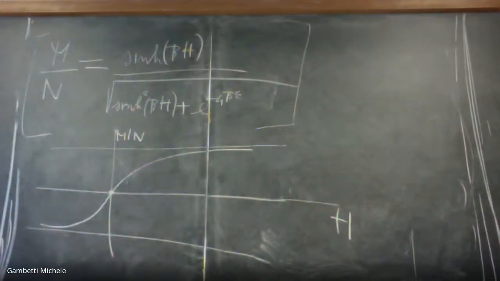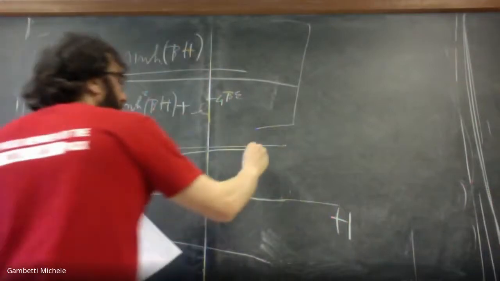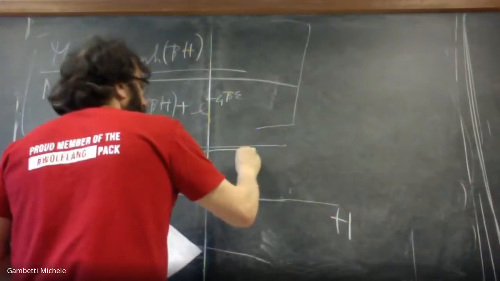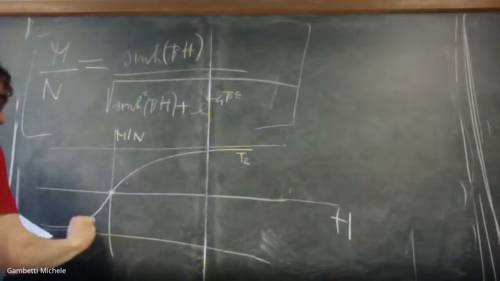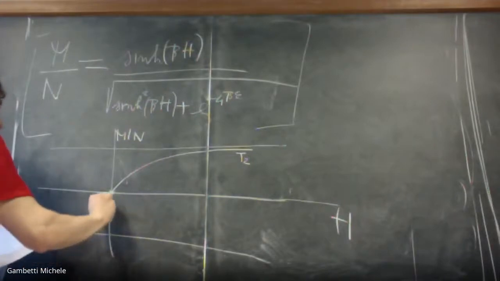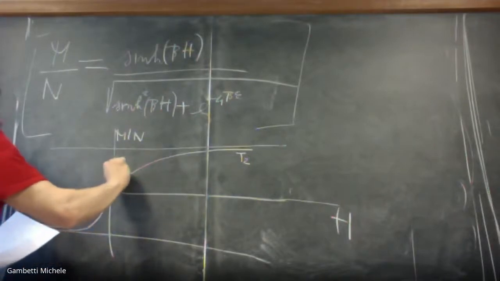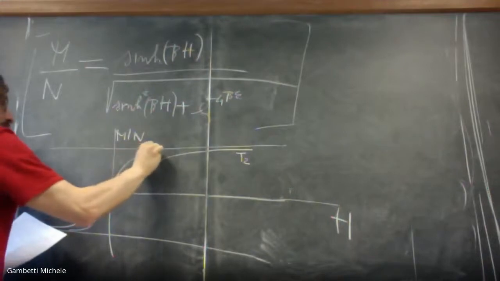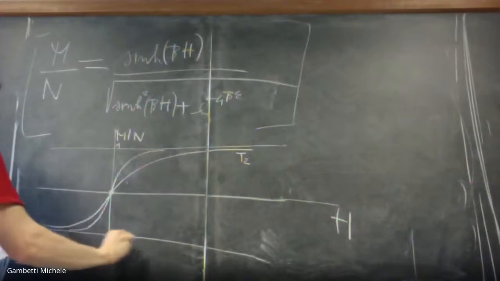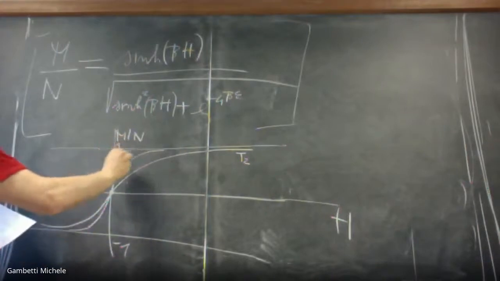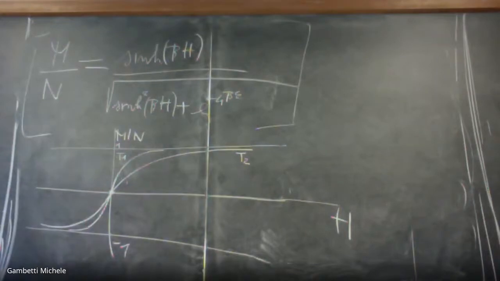This is supposed to be for a certain value of temperature that I call T2. And suppose that I want to take a temperature which is smaller. We get the same, of course, asymptotic limit. Then I go through 0, and then I approach again 1, and this is minus 1. And this is T1. Okay, so some comments.